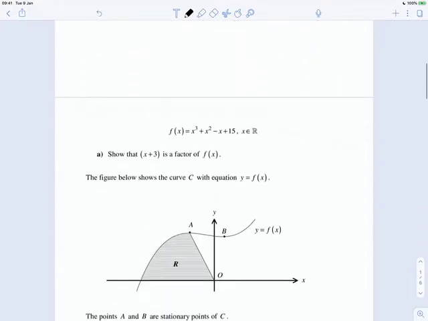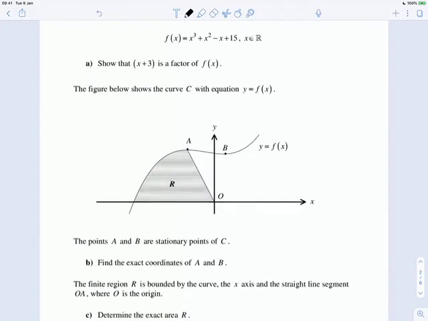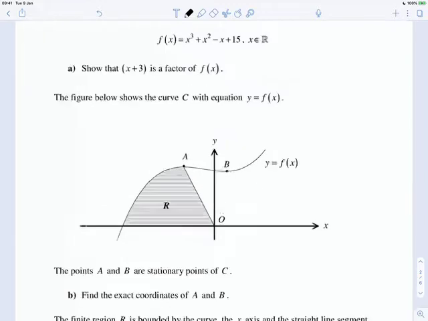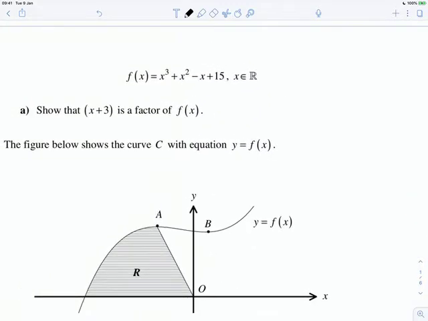So, okay, first question. If f of x is x cubed plus x squared minus x plus 15, where x can be any real number, show that x plus 3 is a factor. Now some of you that have seen this already will know about the factor theorem, and that's something I'm going to be learning soon. But in actual fact, we can factorize this without too much fuss.